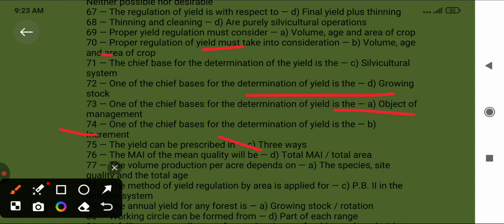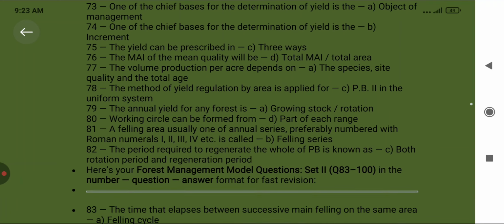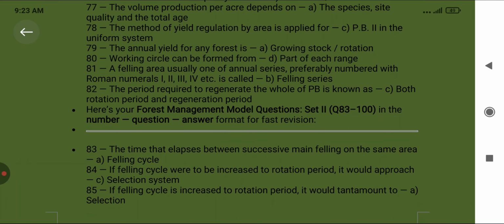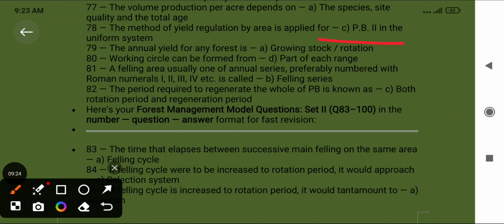The MAI of the mean quality will be total MAI by total area. The volume production per area depends on the species, site quality, and the total age. The method of yield regulation by area is applied by periodic block in the uniform system. The annual yield for any forest is growing stock per rotation.